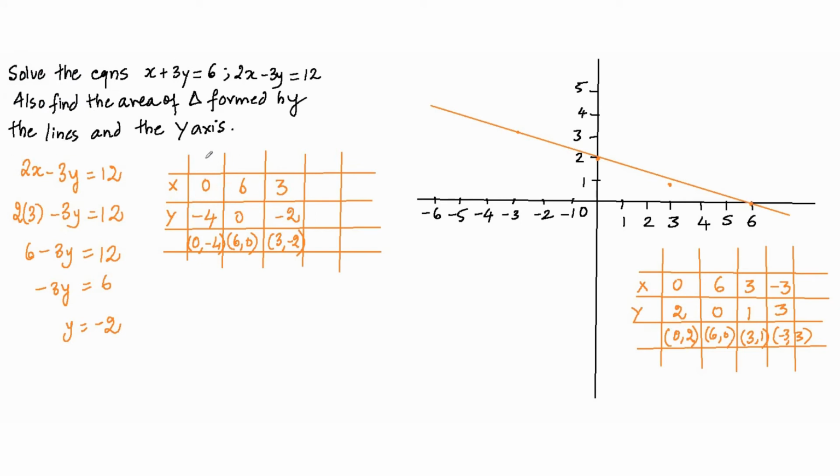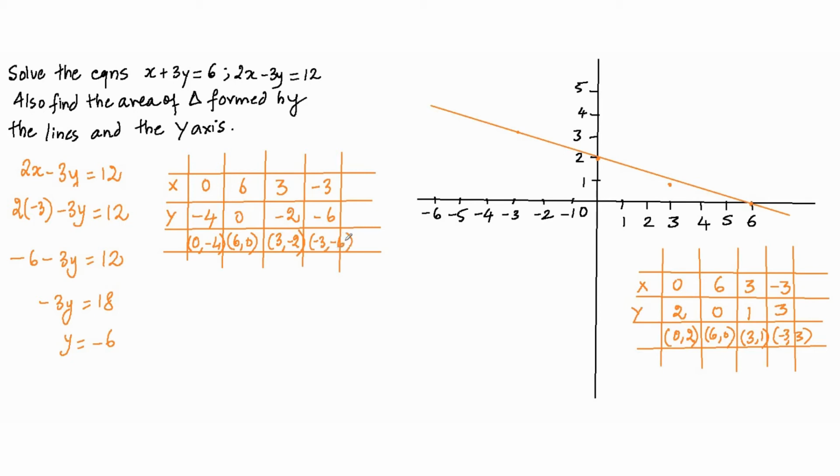Similarly, let us now decrease the value of x by 3. So let's take x equal to minus 3 and let's see what happens. So instead of x equal to 3, I will now substitute minus 3. So 2 into minus 3 minus 3y is equal to 12. So minus 6 minus 3y is equal to 12. So minus 3y is 18, which means y is equal to minus 6. So the point is minus 3, minus 6.